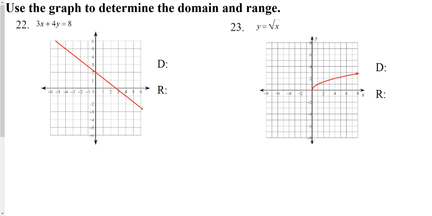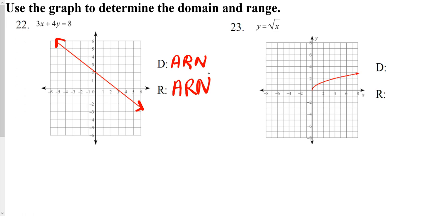So here we're given a couple graphs. We're asked to identify domain and range. Now this is a line that goes left and right forever. So it means your domain would be all real numbers. You can see that your line would eventually go up and down forever, so your range is also all real numbers.